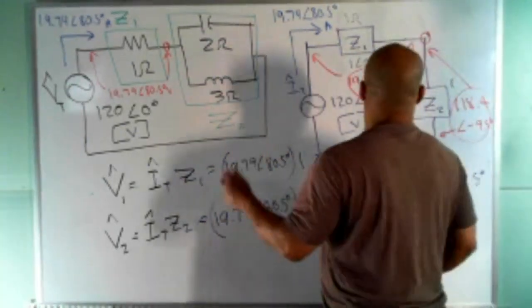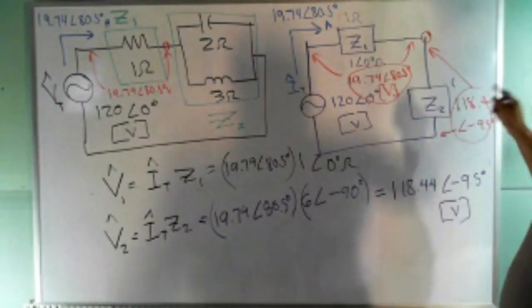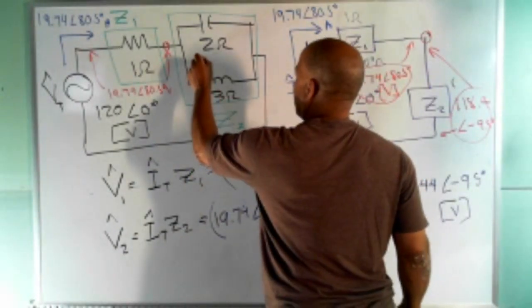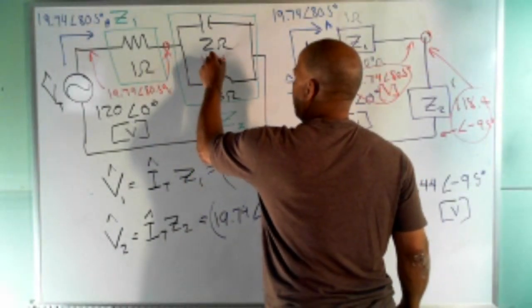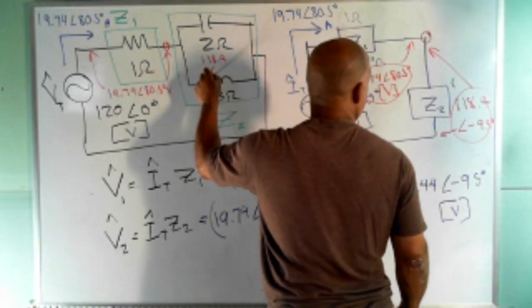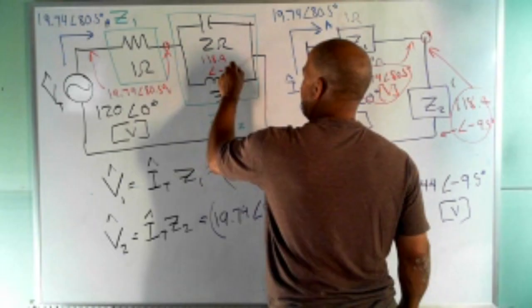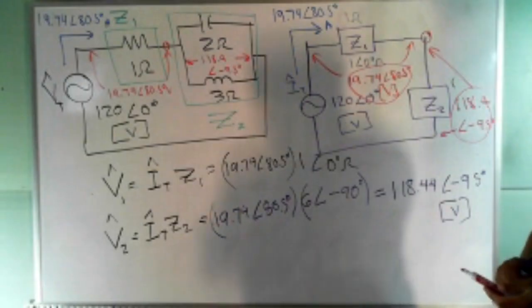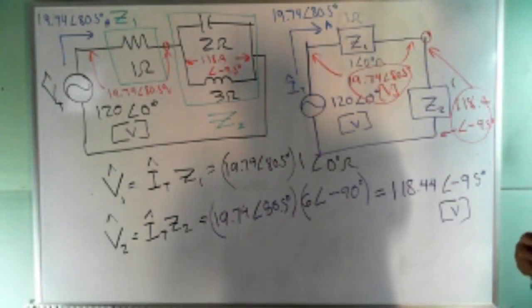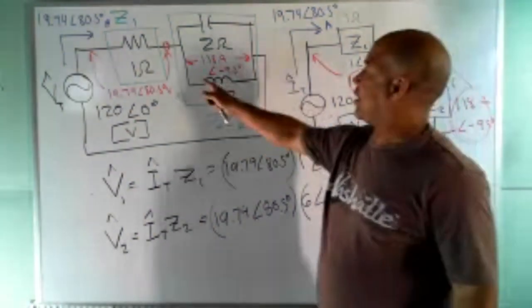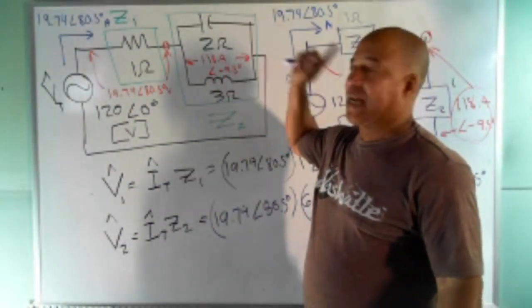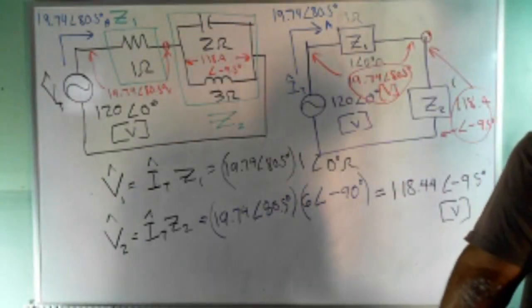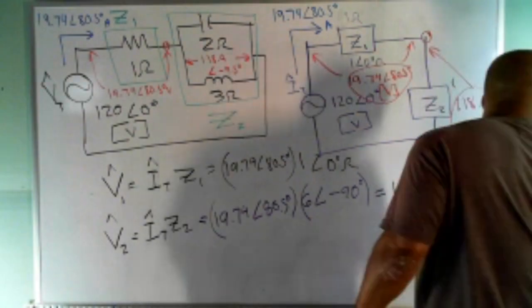Over here, Z2 came from things in parallel, so I know I have that voltage across both those elements. I'm going to write it in between here. This is 118.4 angle minus 9.5 degrees. But that voltage is across both those elements. So now the only thing I have unsolved is the current through the capacitor and the current through the inductor, but that's a piece of cake because I got voltage across each element. I got the ohmic value of each element. I can find the branch currents. So that's all we have left to do, the branch currents.